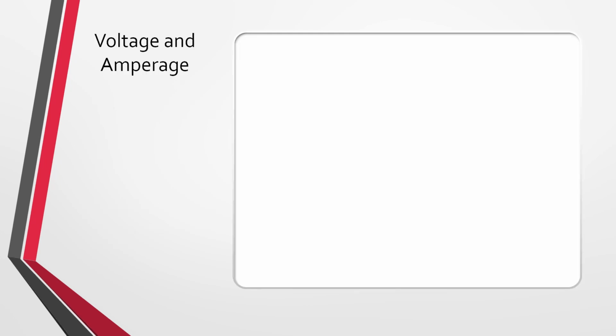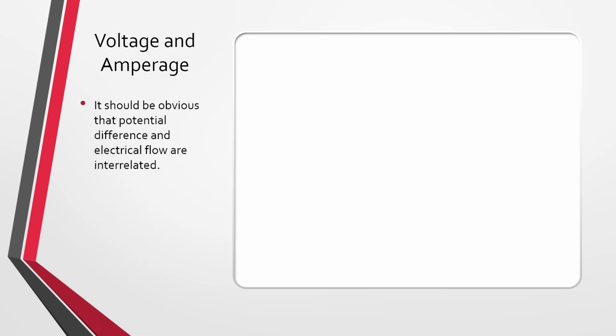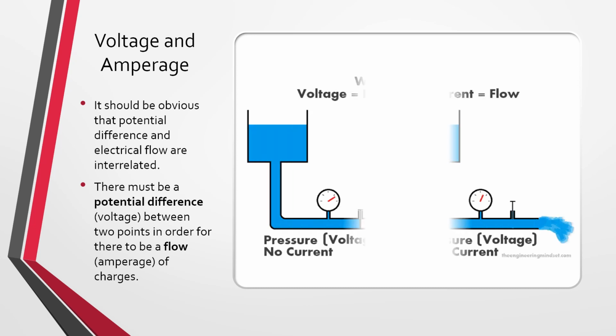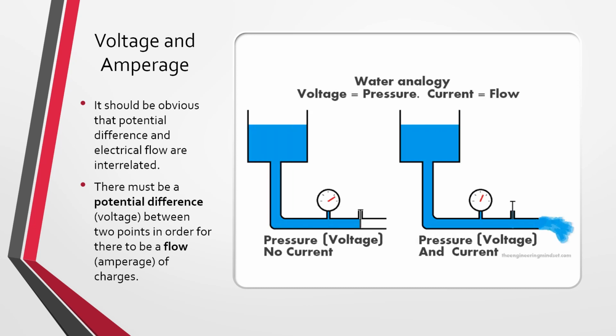We'll bring voltage and amperage together. It should be obvious that the potential difference and electrical flow are interrelated. There must be a potential difference between the 2 points in order for there to be a flow of electrical charges. So there has to be a voltage between 2 points in order for there to be an amperage between the 2 points. In order to complete the concept, we'll use a water analog.